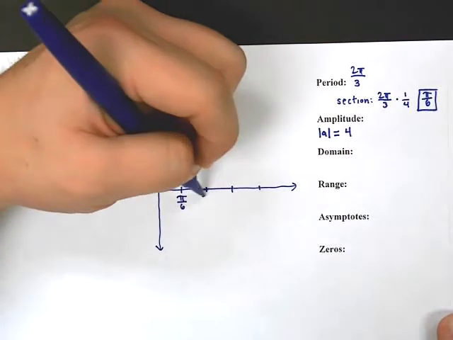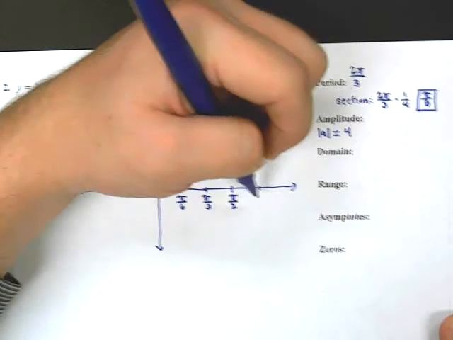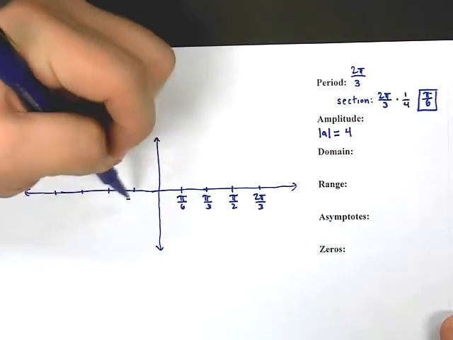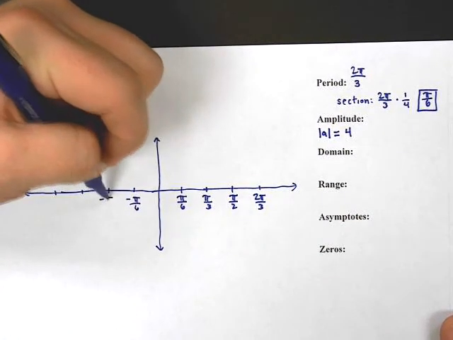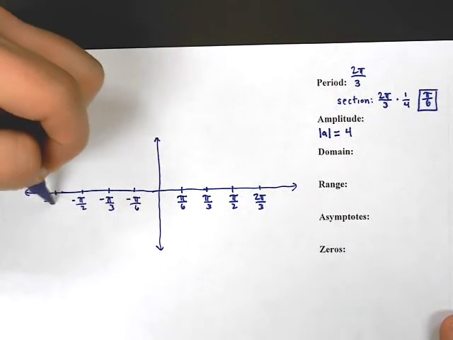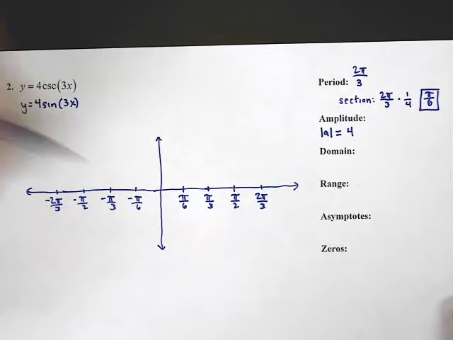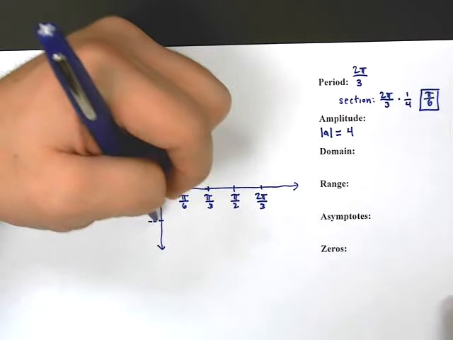2 pi over 6 is pi over 3. 3 pi over 6 is pi over 2. 4 pi over 6 is 2 pi over 3. And then I already have these then. So negative pi over 6, negative pi over 3, negative pi over 2, negative 2 pi over 3. All right. Let's see now. Oh, actually I forgot my amplitude. Okay, so we need amplitude for negative 4.